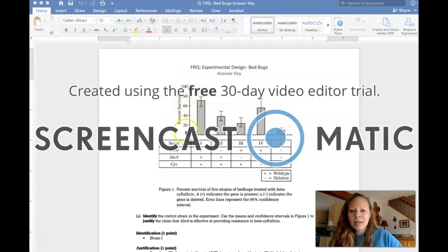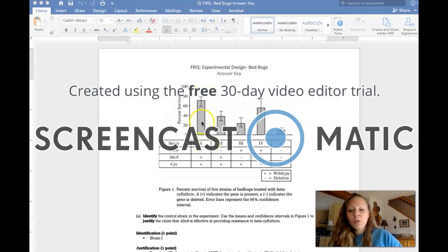On the y-axis, it is the percent survival. As you increase on the y-axis, you have a greater survival rate. And on the x-axis, you have 5 different strains of bed bugs. Each bed bug strain had different genes deleted. If we look at strain 2, this population of bed bugs has the P450 gene deleted. So we're looking at the effects of deleting genes on bed bugs.